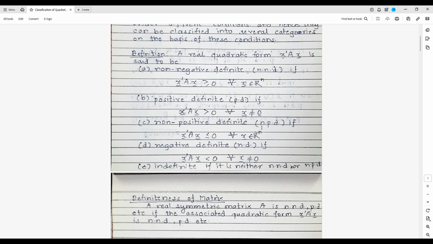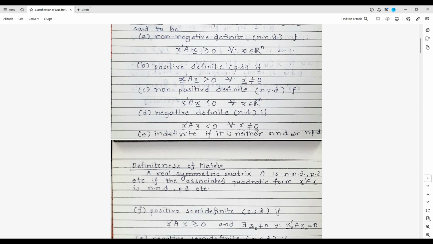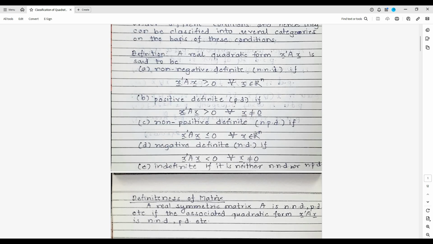Now, NND, the non-negative definite, means x prime Ax is greater than or equal to 0 for every x in Rn. So automatically here, the quadratic form is either greater than 0 or equal to 0. So when you say non-negative definite, the quadratic form is either greater than 0 or equal to 0 for every x in Rn. So this condition is being fulfilled when you have this.